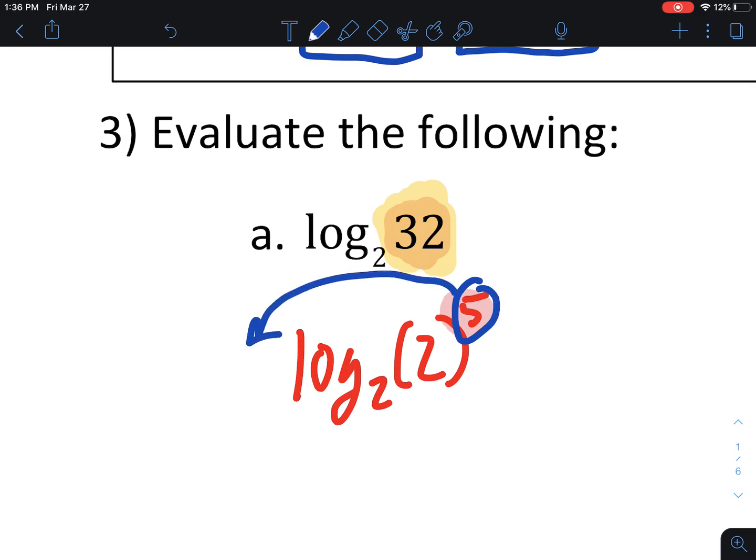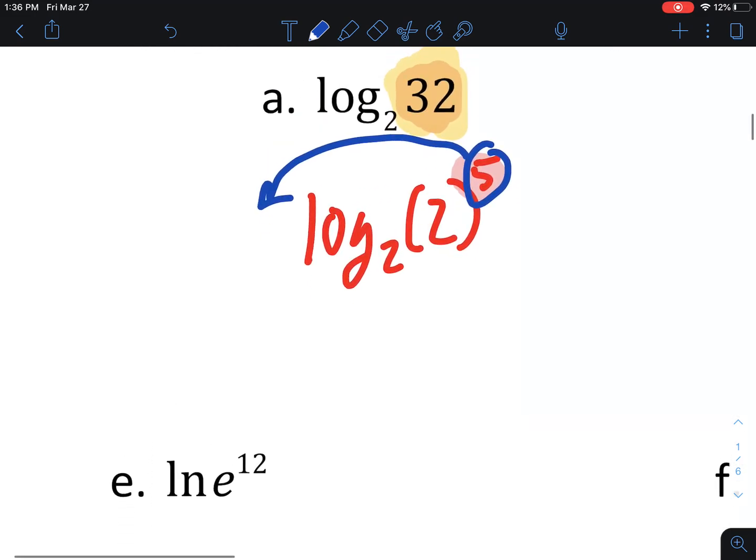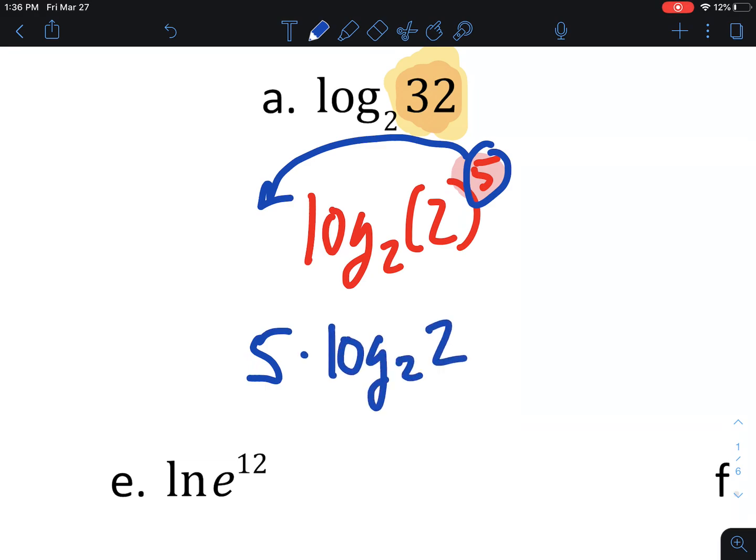This can go in front. And you have 5 times log base 2 of 2. Exponents can go in front as coefficients. It's interchangeable. Pick them up, put it in front. Okay? How does that help me? What the hell? This doesn't mean anything.